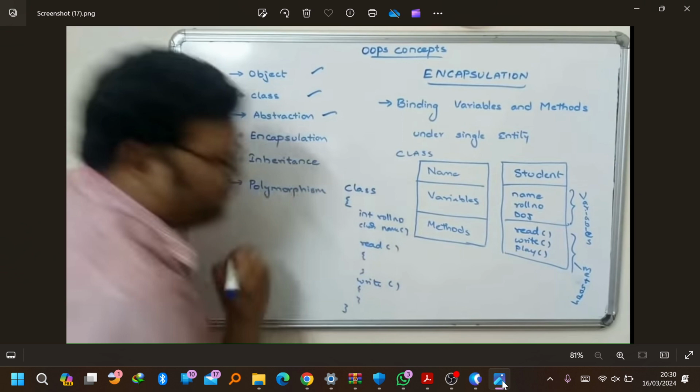For example, a class. We said we can have a class student, like you see here, and under this class we have very many variables and methods like name, roll number, date of joining the university, read, write, and then play. All these variables and methods are encapsulated or bound under a single entity, that is a class student. So binding variables and methods under a single entity is what we have called encapsulation. Hope that one is also clear.